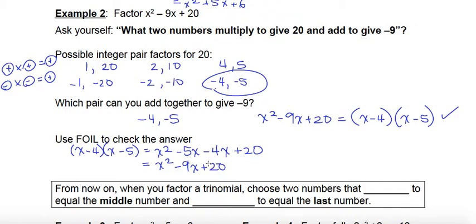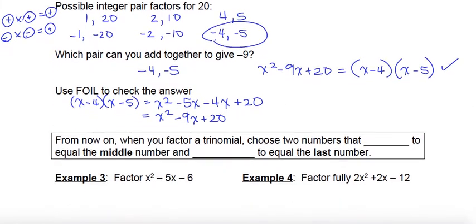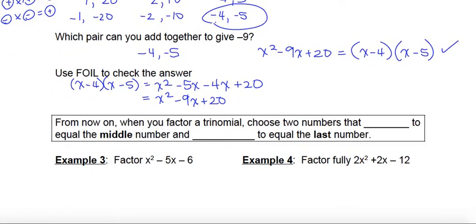So from now on, I want you to think about when you're factoring a trinomial, you want to choose two numbers that add to give you the middle number and multiply to give you the last number. But it's always easier to think about those products first before you think about your addition. So let's do a couple more examples. We won't check these answers here.